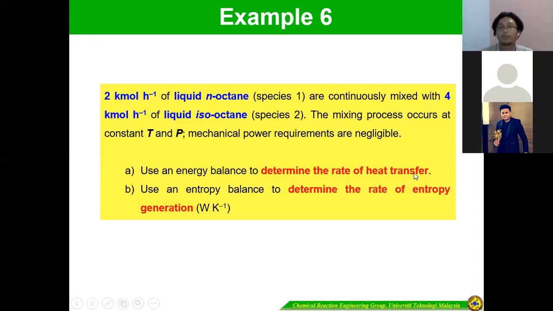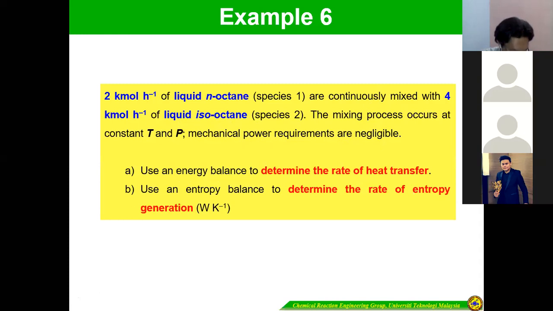What do you think? The rate of heat transfer, Q. To determine Q, we have to determine H. So what do you think? What is the rate? What is your assumption here?